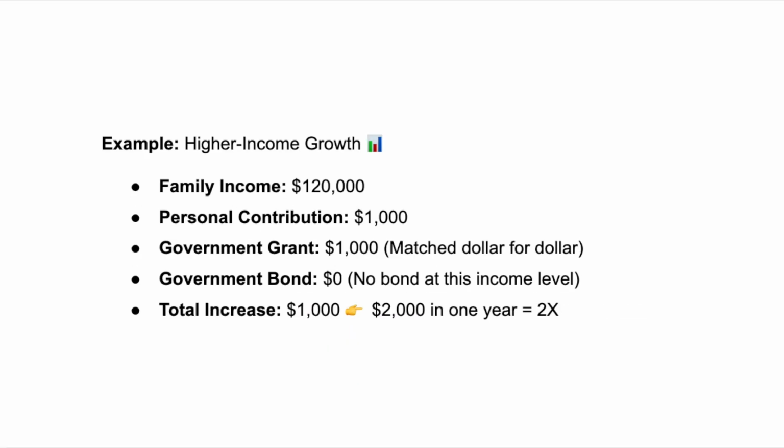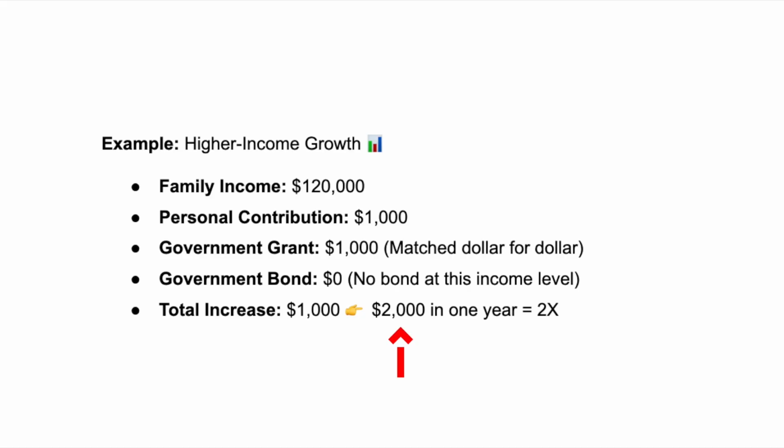Finally, consider a higher income situation. Imagine the adjusted family net income is $120,000. At this level, the government no longer offers the higher matching rates. If the family contributes $1,000 to the RDSP, the government matches it dollar for dollar and adds $1,000 in grants. There is no bond at this income level. The result is that a $1,000 contribution becomes $2,000.